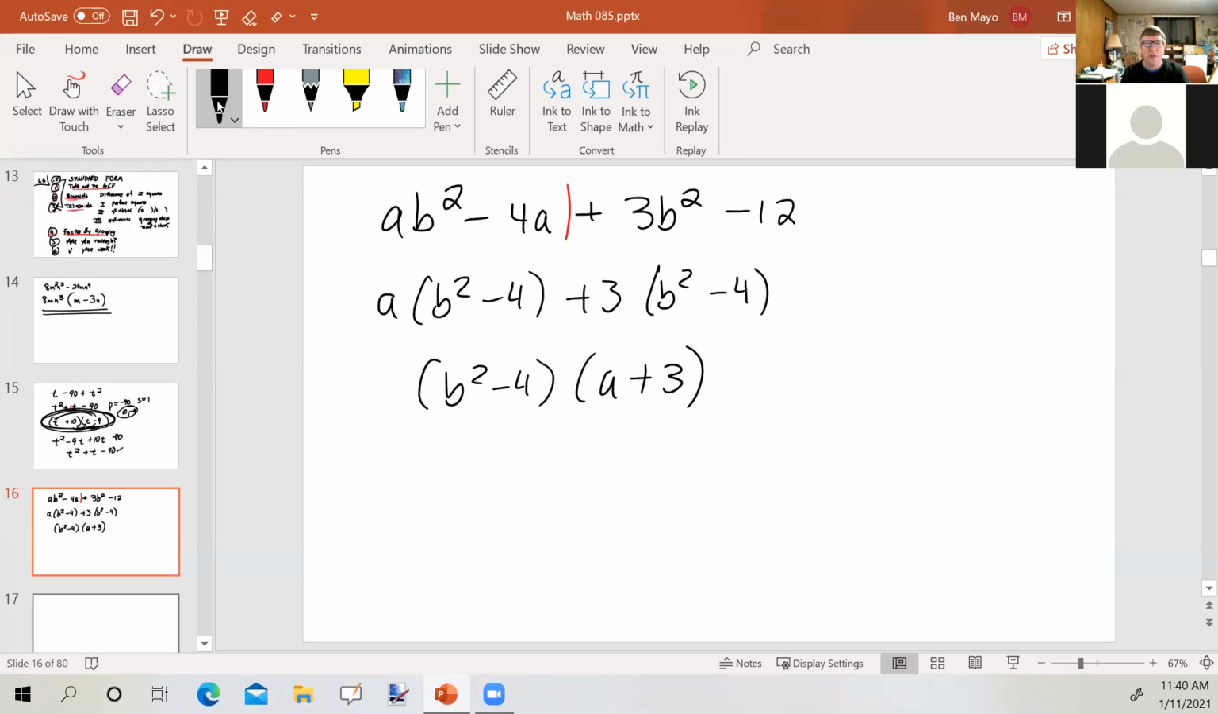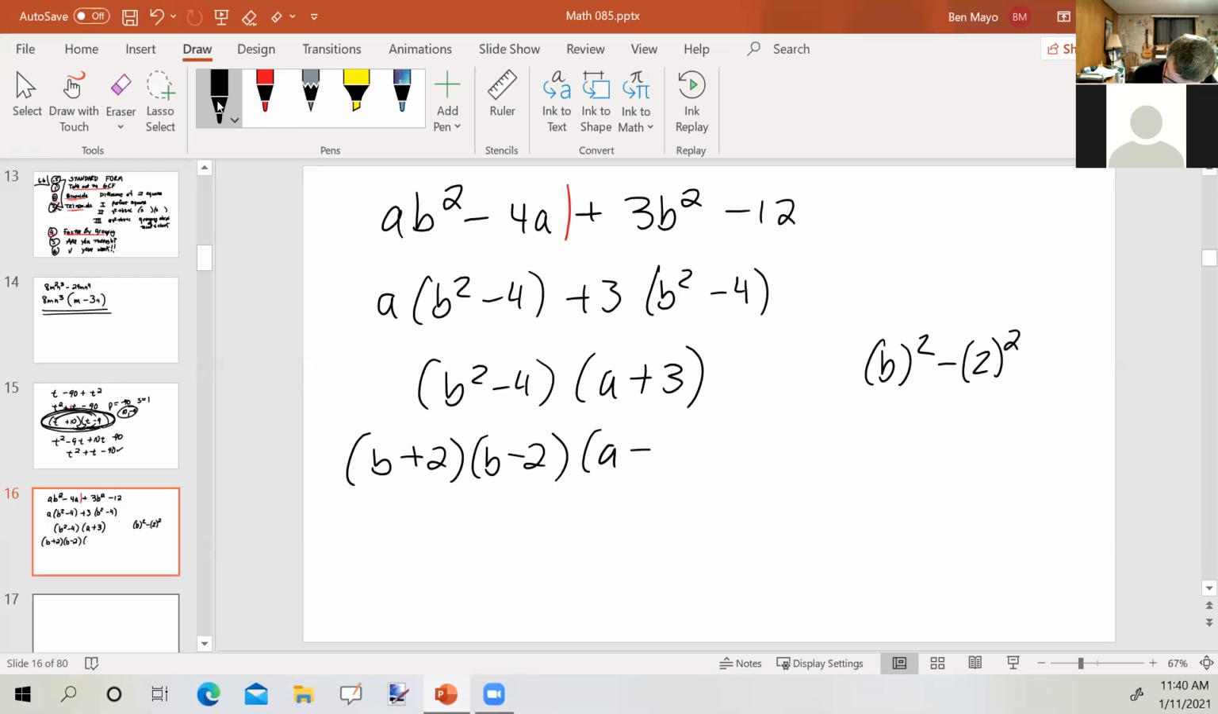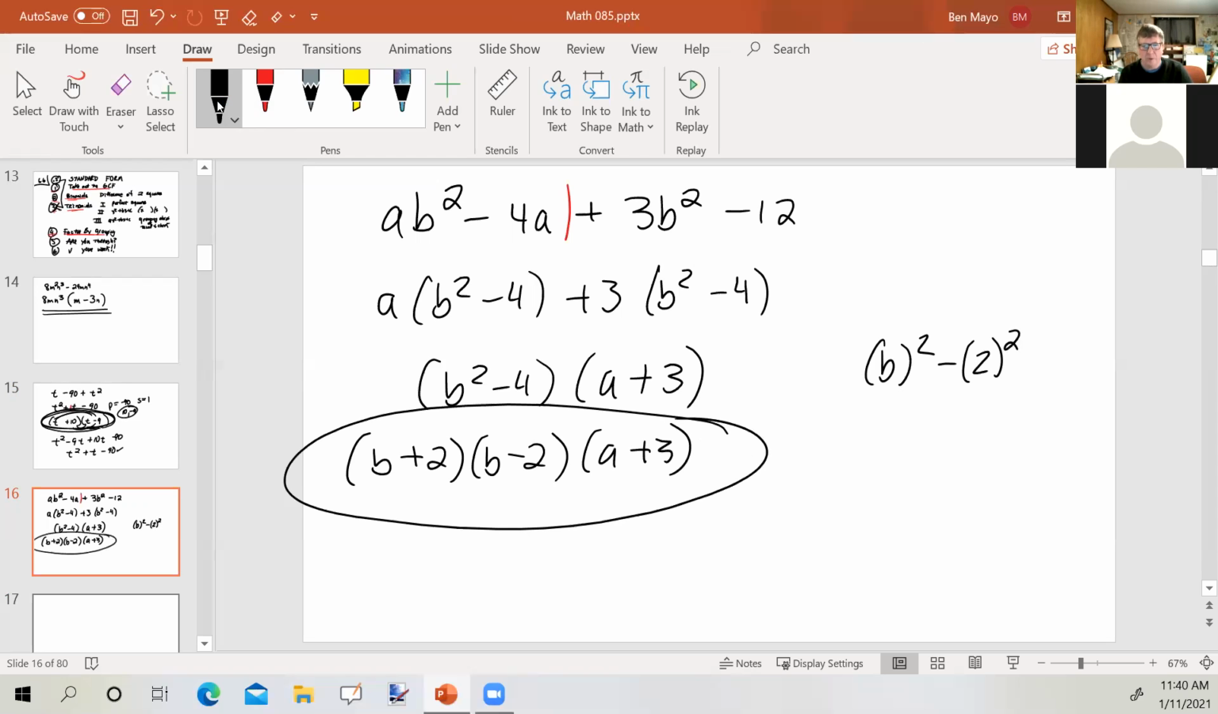No, we're not, because b squared minus 4 is the difference of 2 squares. That could be written as b the quantity squared minus 2 the quantity squared. So this becomes b plus 2 times b minus 2 times a plus 3. Now we're through.